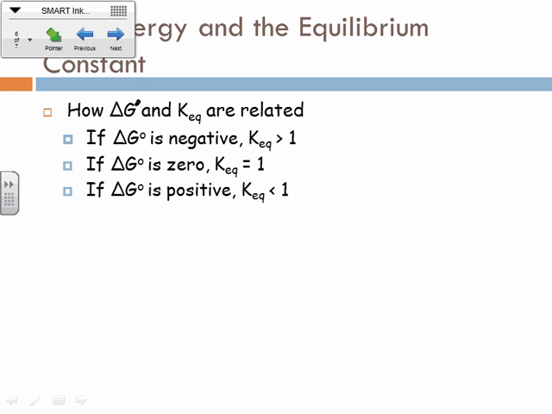If delta G is 0, then the equilibrium constant is equal to 1, which means that we're in this perfect equilibrium. If the delta G0 is positive, then that means the KEQ is less than 1, and so it's going to tend to be spontaneous in the reverse direction, which means it's going to tend to be reactant favored rather than product favored. So that's the idea there.